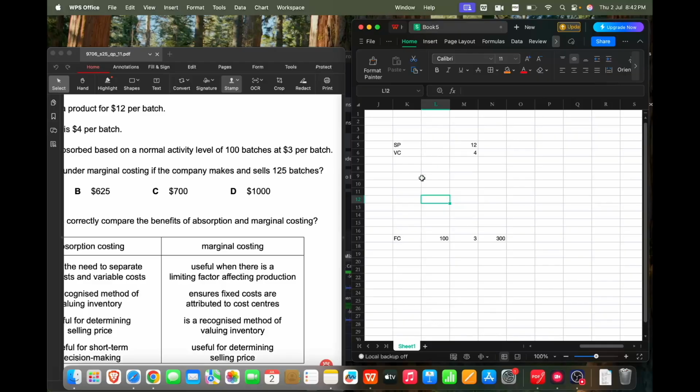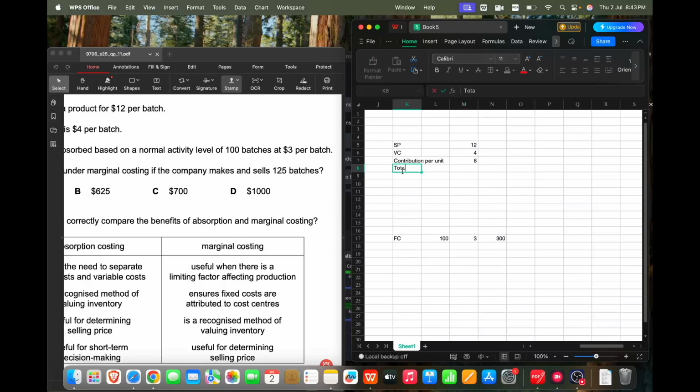Now whenever we calculate profit using marginal costing, we need to calculate contribution. And contribution can be calculated by subtracting variable cost from selling price. So selling price minus variable cost will give you contribution, and this is contribution per unit because this is the selling price per unit and variable cost per unit. So obviously contribution is also per unit, which is 8.